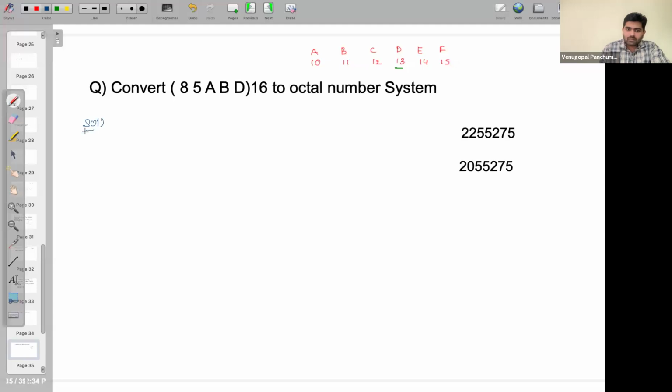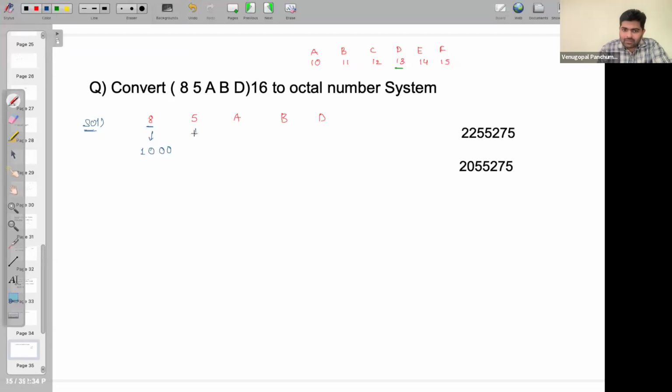See, this is hexadecimal, right? So what will I do? 8, 5, A, B, D. And this is in hexadecimal. Now in hexadecimal, every digit that we have, we can represent in 4 bits. So how will you represent 8 using 4 bits? 1000. I am writing directly.